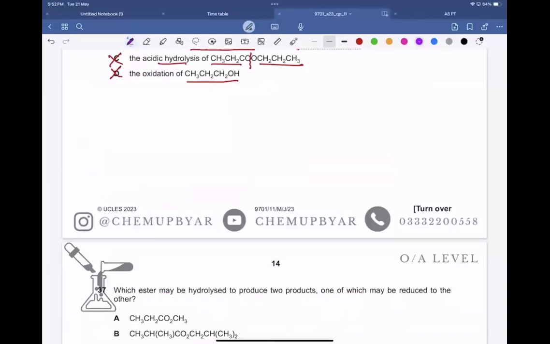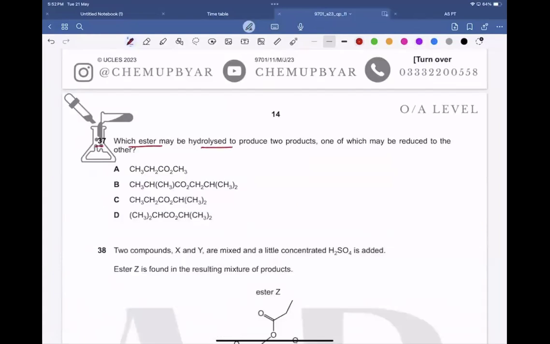Now, question number 37. Which ester may be hydrolyzed to produce two products, one of which may be reduced to the other? So if we hydrolyze an ester, we get acid and alcohol, right? And acid can be reduced to alcohol as well. So it is only possible that one product can be reduced to the other.